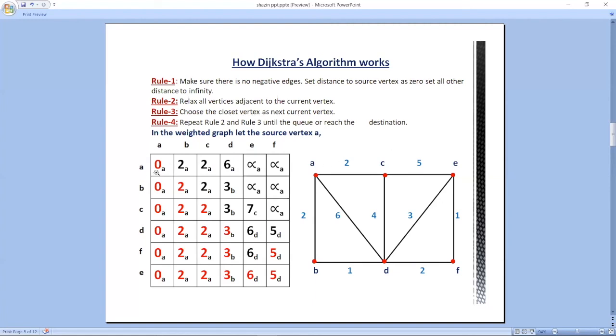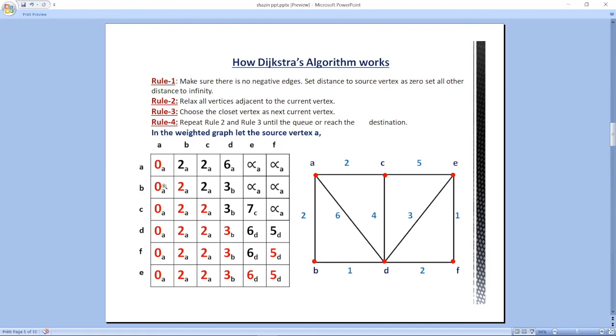Here we have already visited A, and all these black ones, which I marked in black color, are unvisited. From the unvisited, we need to check which value is smaller. Here the B and C values are smaller, so we can take B or C. Next I take B. I'm working with B.